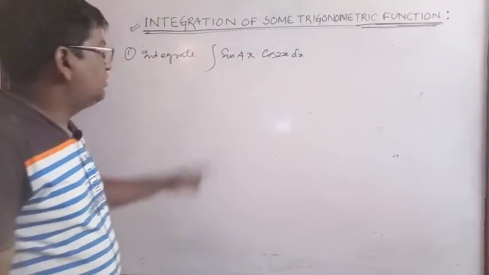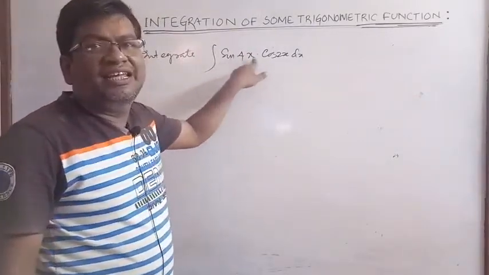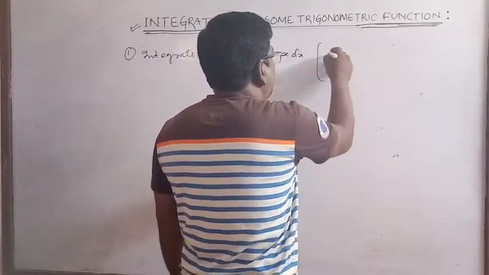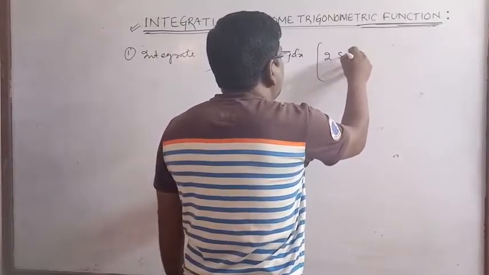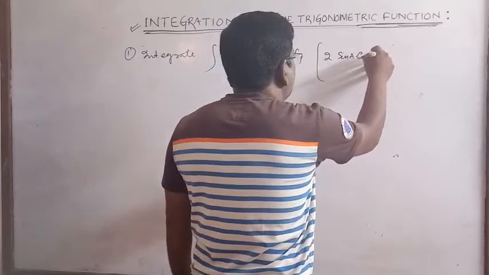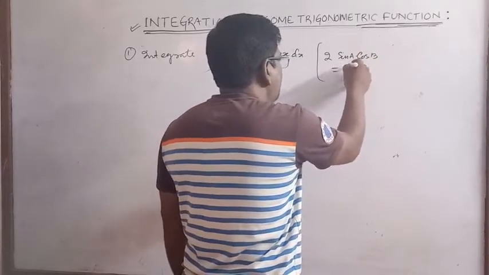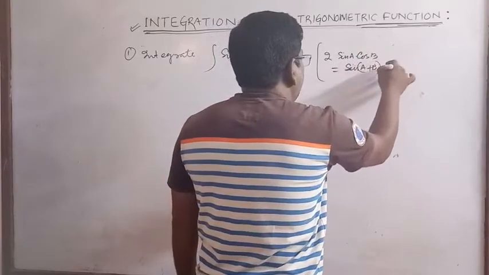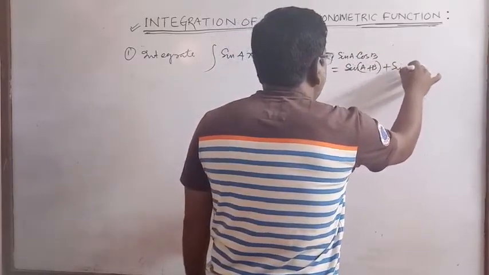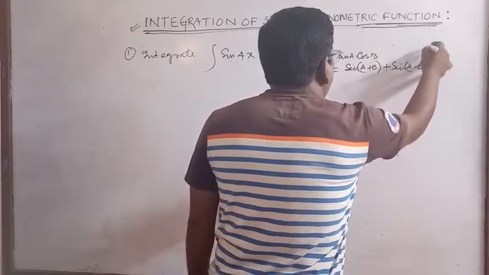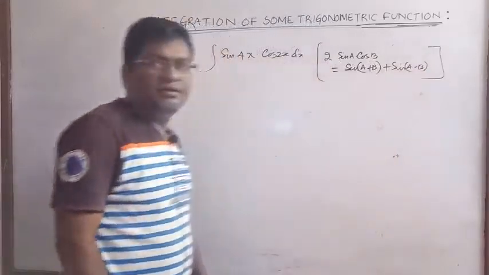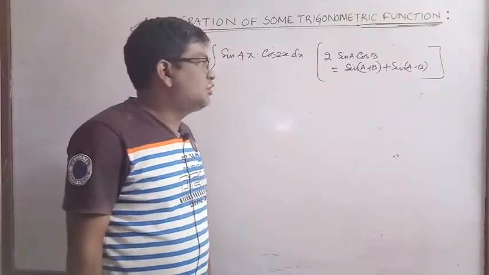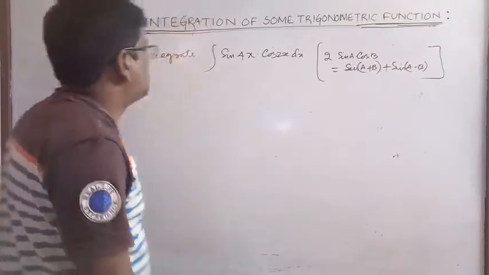Which formula is used here? The 2 sin A cos B formula. We have to apply 2 sin A cos B, which is equal to sin(A+B) plus sin(A-B).